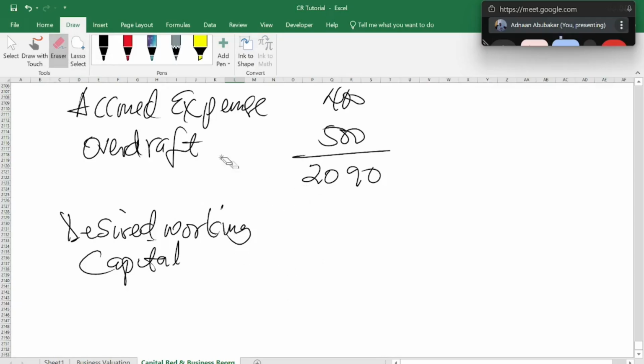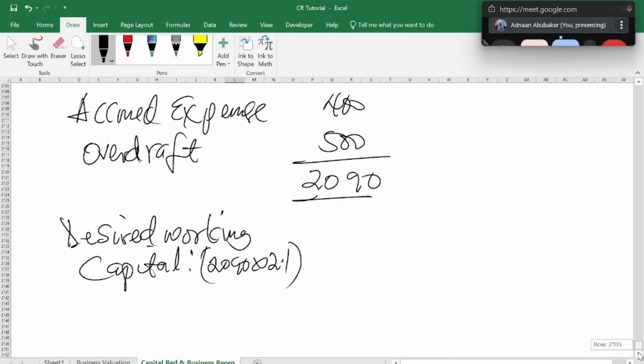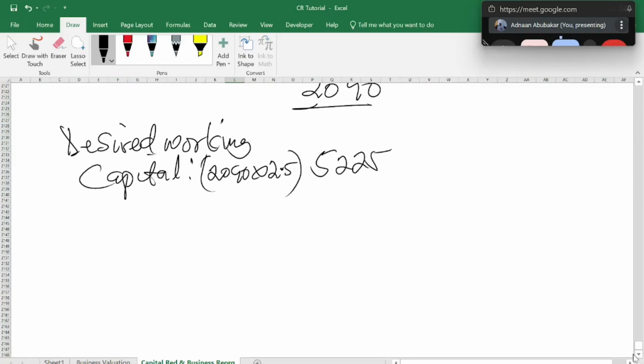Then you multiply by the ratio. So you will have 2,090 times the ratio, which is 2.5. When you multiply, what do you have? 5,225. So this is what we call the desired working capital.